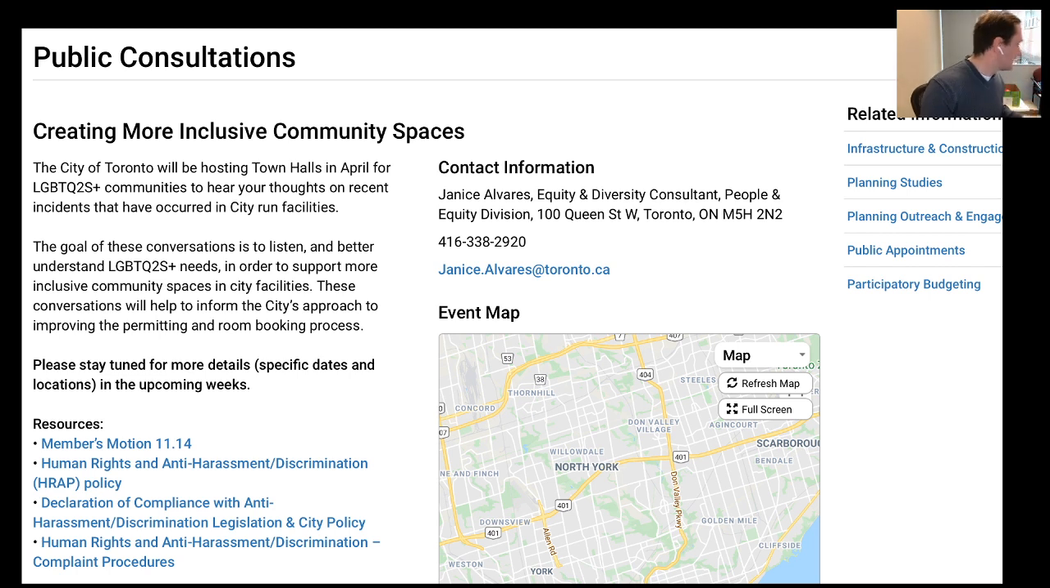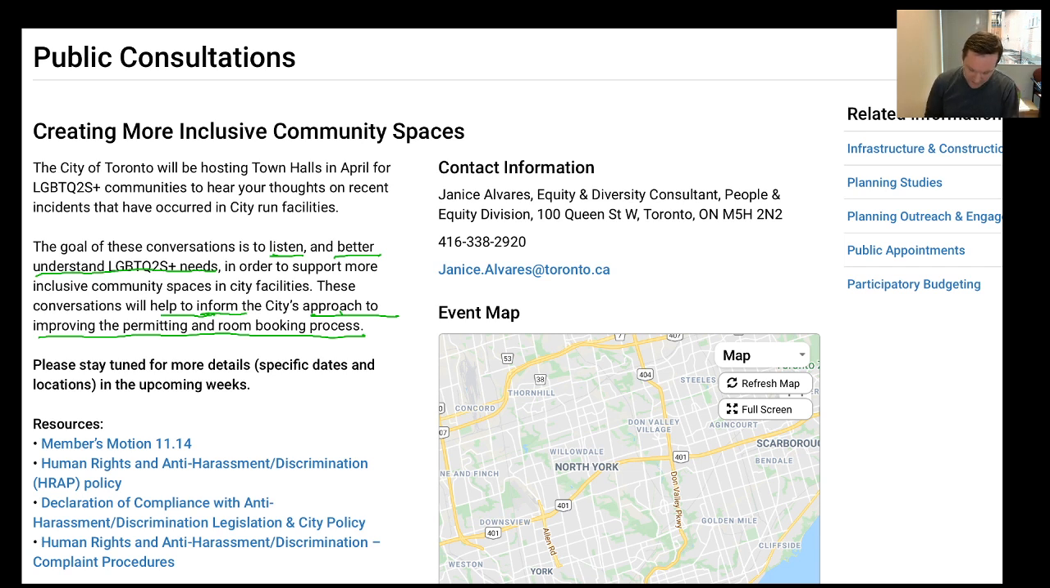Let's actually do a little bit of highlighting here. They're in it to listen, to better understand the community's needs. And then they give you the outcome, which is nice to know. Well, it will help to inform. So it won't be driving. It won't be the only thing. It will help to inform approaches to improving permitting and room booking. So basically, we're going to listen to you, and try to understand your community's needs, acknowledging that the LGBTQ2S+ community is hugely varied.